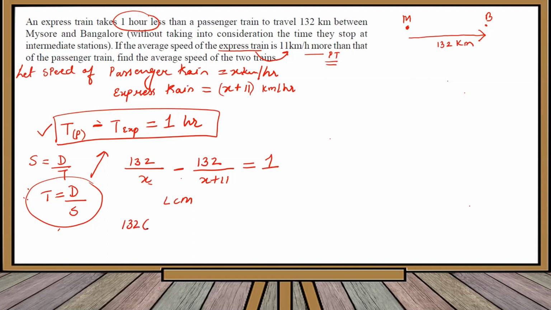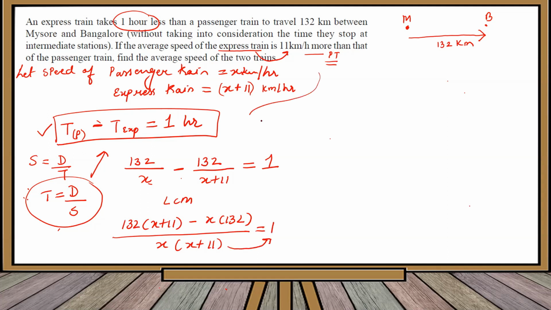So the LCM will be 132 into x plus 11 minus x into 132, the whole upon x into x plus 11, equal to 1. I will shift this denominator to my RHS, and on my LHS, when I open the brackets, it becomes 132x plus 132 into 11. So it would be 1320 plus 100, 1420 plus 32, 1452.